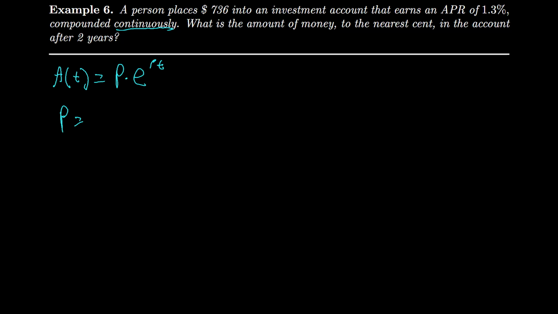Let's start with P. It's the amount that you started with, the principal. You start with $736. So let's keep that in mind. It earns an APR of 1.3%. So it's APR. The r is rate, and that's what we're looking for. That is this rate. So your APR is 1.3%. So then your r must be 1.3, right?